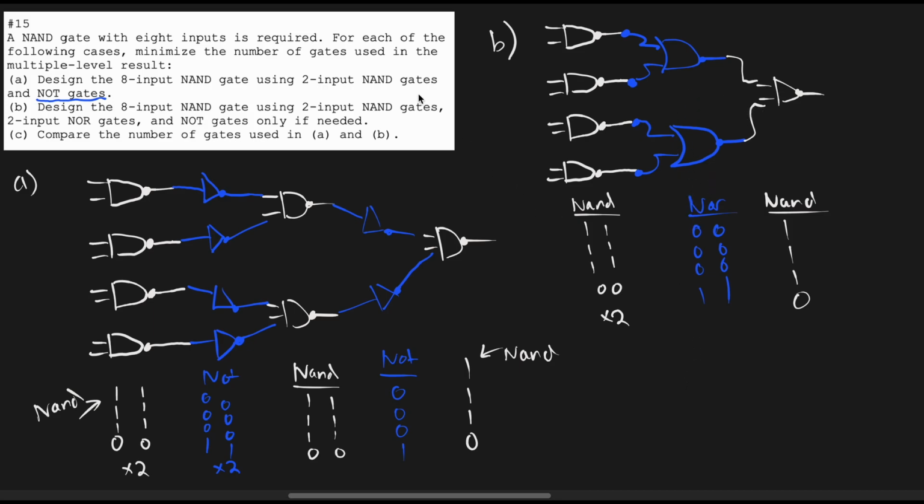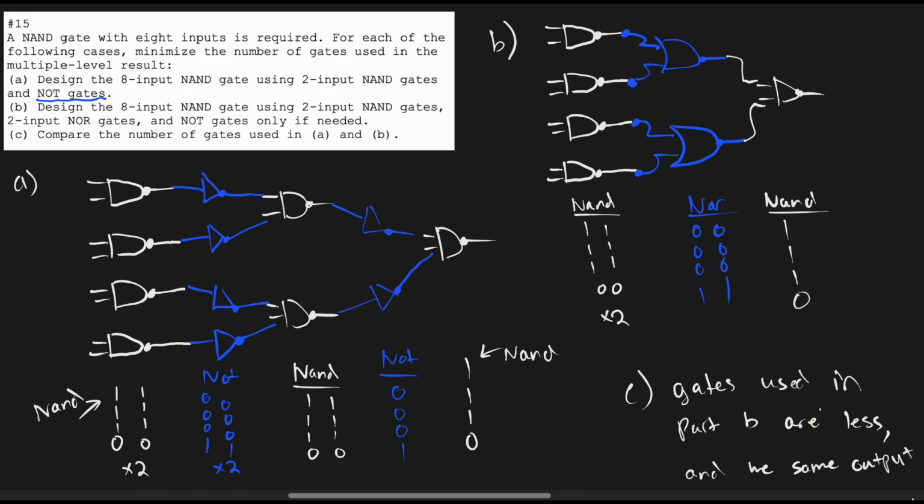And so part C, it's asking us to compare the 2 gates used in part A and part B. And well, the gates used in part B are less, and we get the same output. And so that's the end of this problem. That's how you would go about kind of thinking about solving for it.